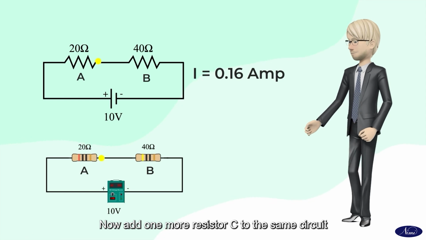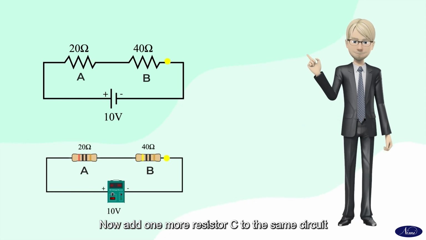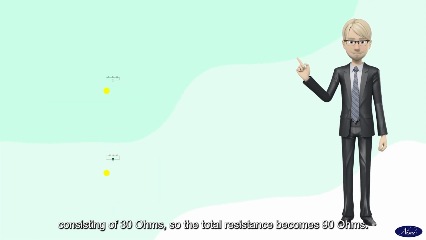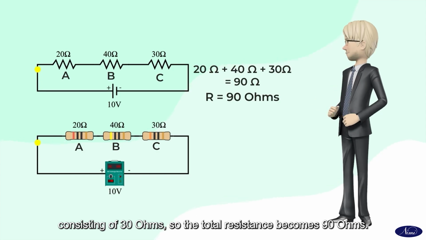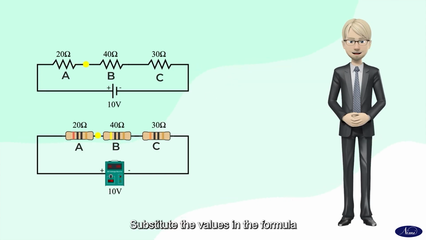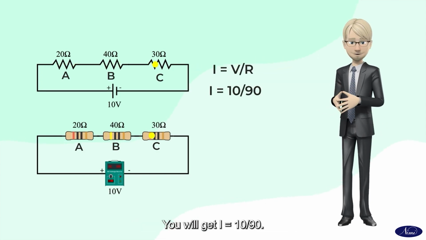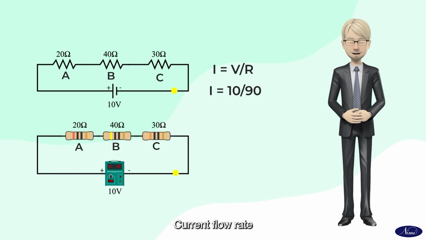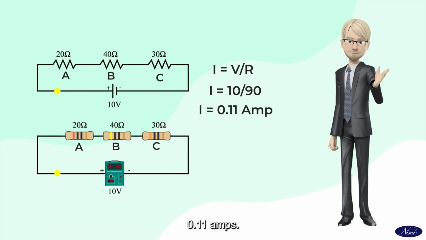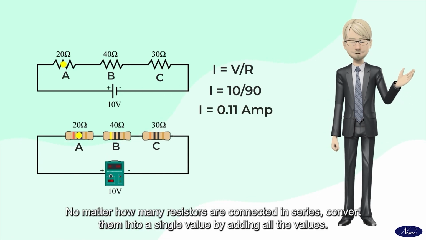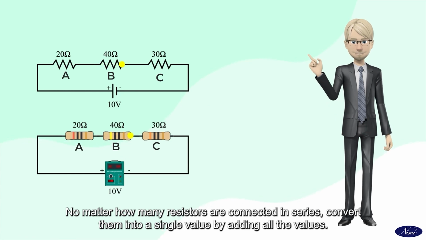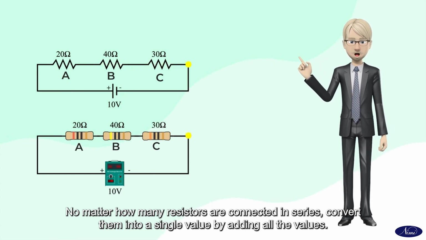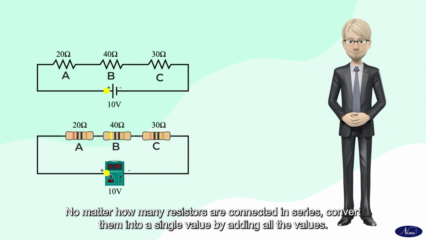Now add one more resistor C of 30 ohms to the same circuit, so the total resistance becomes 90 ohms. Substitute the values in the formula, and you will get I equals 10 by 90. Current flow rate is 0.11 amps. No matter how many resistors are connected in series, convert them into a single value by adding all the values.